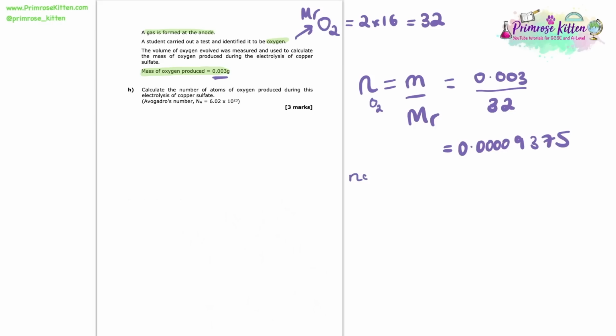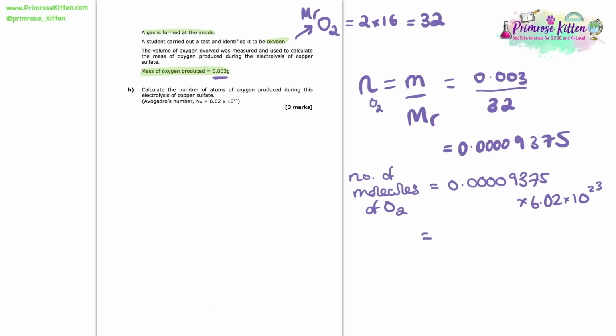Now we can work out the number of molecules of oxygen gas by simply timesing this by Avogadro's constant. So if we take those moles of molecules and times it by Avogadro's constant, we end up finding that we have 5.64375 times 10 to the 20 molecules of oxygen. However, it would be very easy to stop there and we would still have 2 out of 3 marks. But if we go back and look at the question, we actually want the number of atoms of oxygen produced. If you look at the formula for O2, you can see that for every 1 molecule of O2, you have 2 atoms.